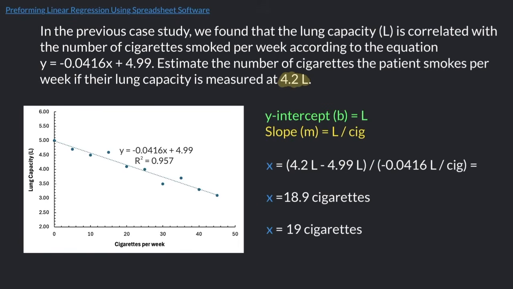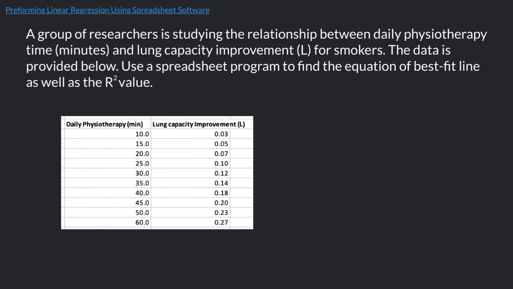Now, let's work through another practice example together. A group of researchers is studying the relationship between daily physiotherapy time in minutes and lung capacity improvement in liters for smokers. The data is provided below. Use a spreadsheet program to find the equation of the best fit line as well as its r-squared value.